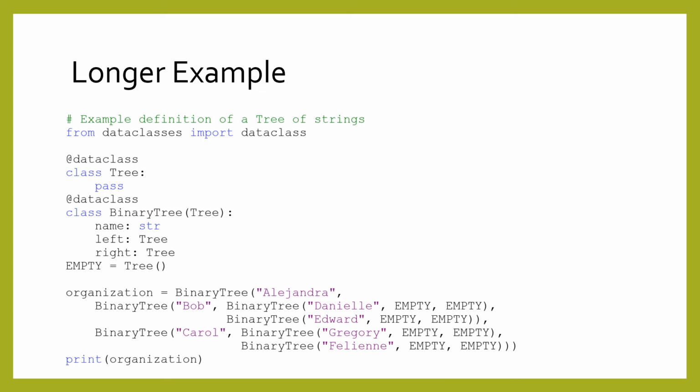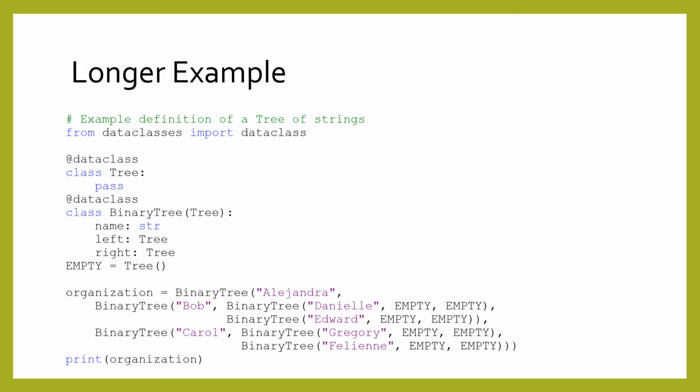Now let's return to the employee and subcontractor example from before. This time, we modify our binary tree definition slightly, replacing the value integer field with a name string field. The organization variable holds a binary tree with the name Alejandra, and which has 2 children. The first child has the value Bob and 2 more binary trees in its children, with the values Danielle and Edward. Going back up a level, the second child of Alejandra was Carol, with her 2 children Gregory and Philiane. Although the structure may be a little hard to read, this is all one giant binary tree with 7 nodes.